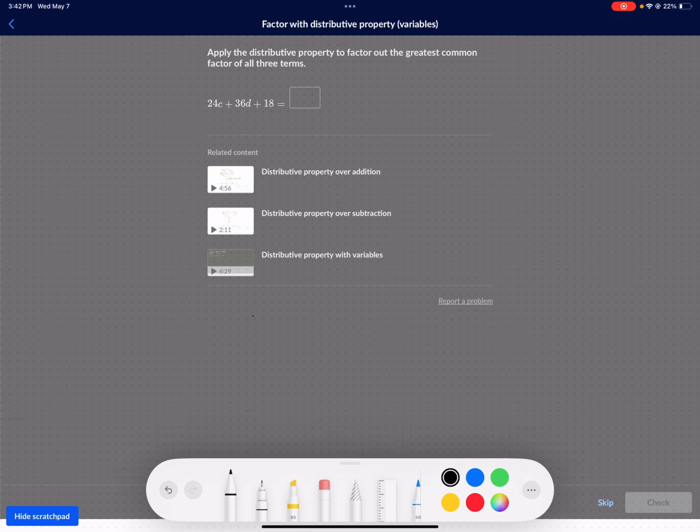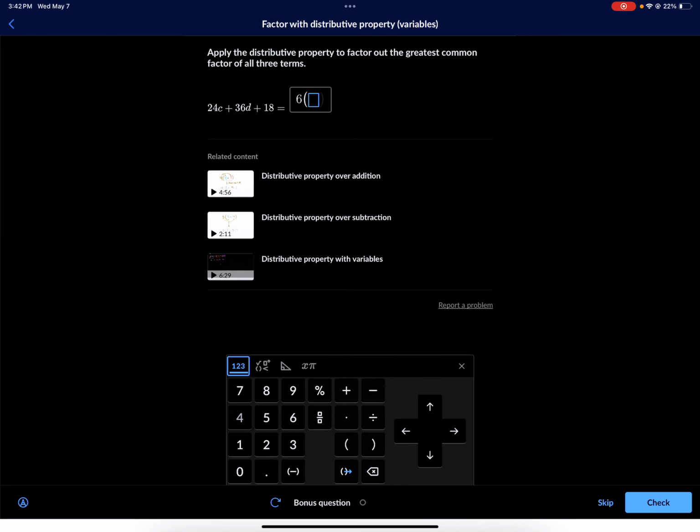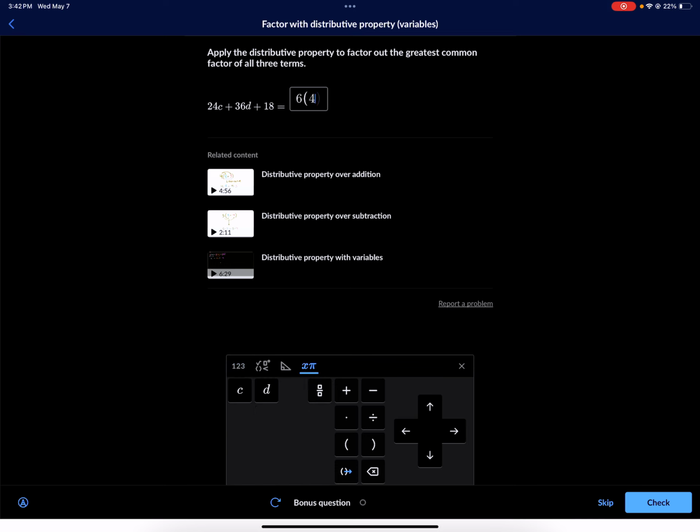Okay, so the answer you should have gotten is 4c plus 6d plus 3. So let's break it down. We have 3 here, which is a prime number, so we know that it must be 6. And then we divide each side by 6, and we get 24 divided by 6 is 4, and then 36 divided by 6 is 6. So that's our answer. 4c plus 6d plus 3. So this is our answer.